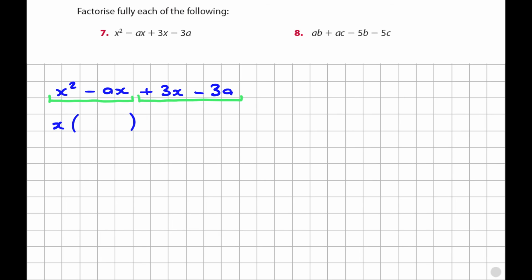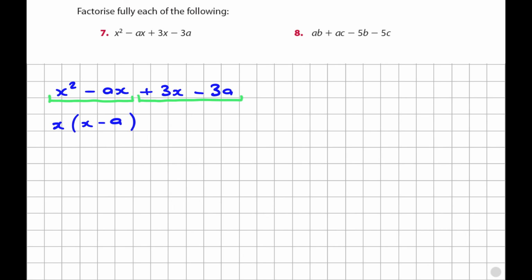So x multiplied by something gives me x squared. So x multiplied by x. X multiplied by x gives me x squared. X multiplied by something gives me negative ax, and it's going to be negative a. Okay, so x times x, x squared, x times negative a, negative ax. You can see what we're doing there, we're working backwards.